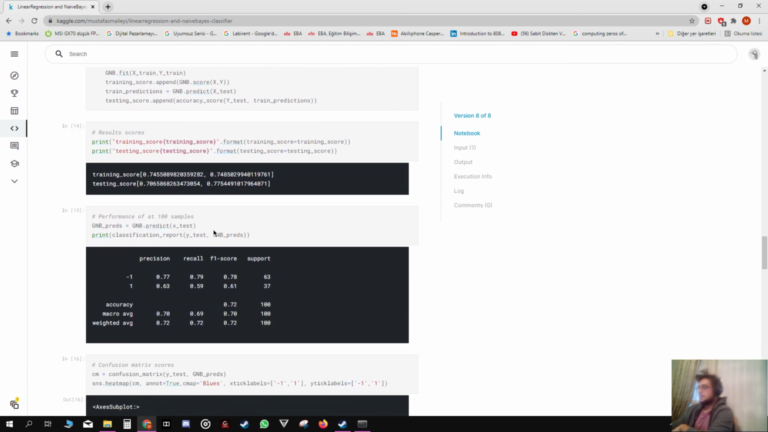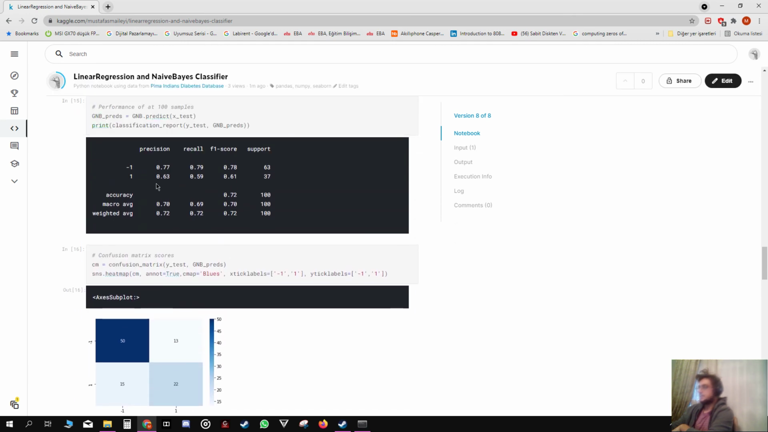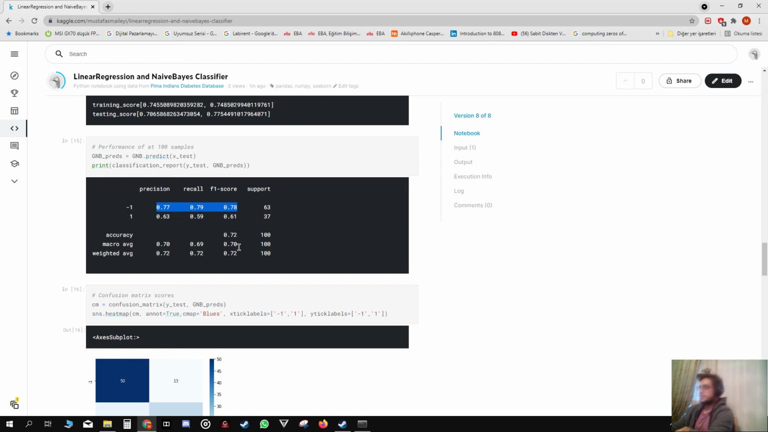When we look at Naive Bayes, it has the same problem, because the ones are really low, and the -1s are a little bit higher, but not quite acceptable. Maybe better data processing and more data can bring higher results.